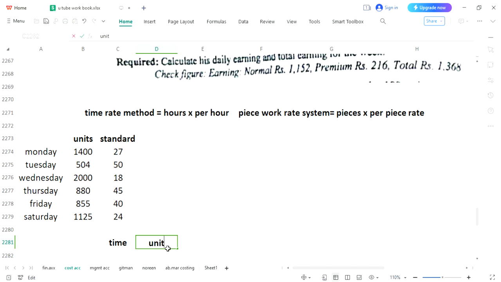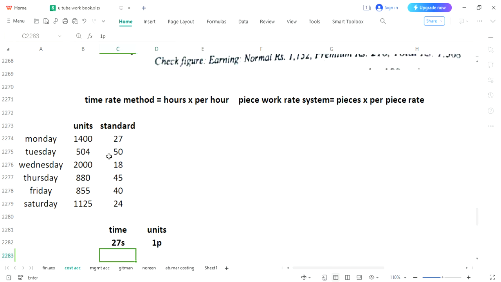Units we are related. Follow it. 27 seconds are needed to produce one piece. Okay, this was your standard given in the book. And for 1400 pieces, how many units are needed?